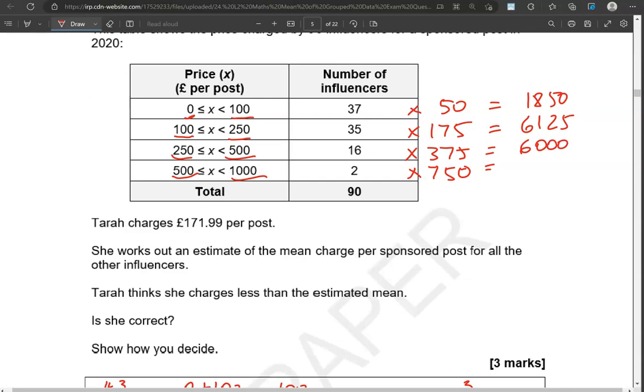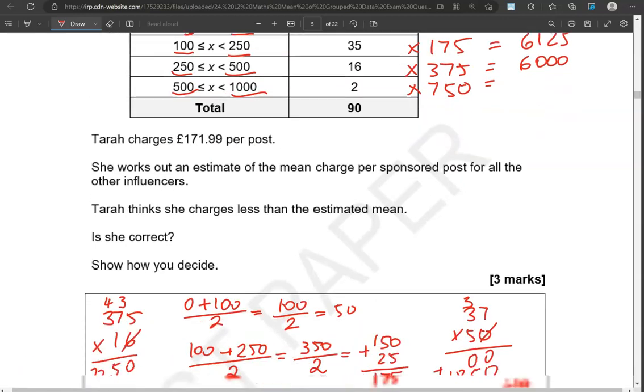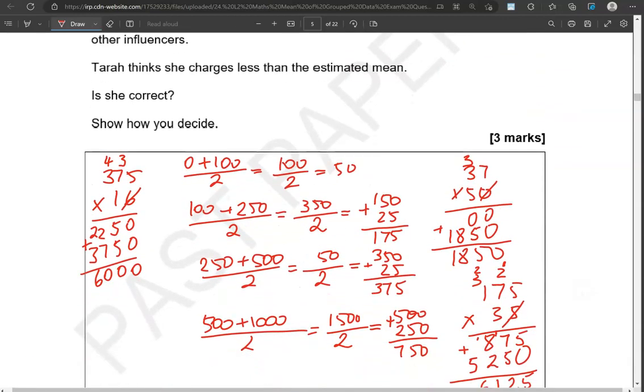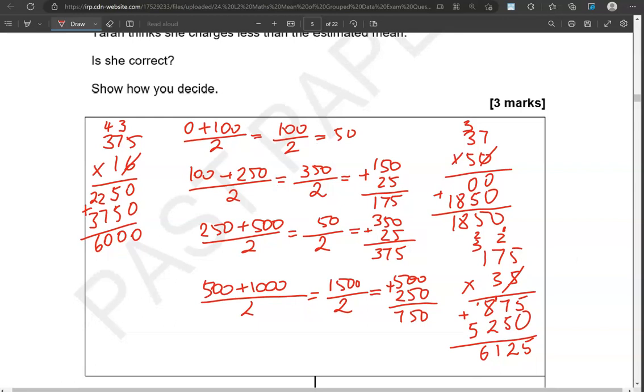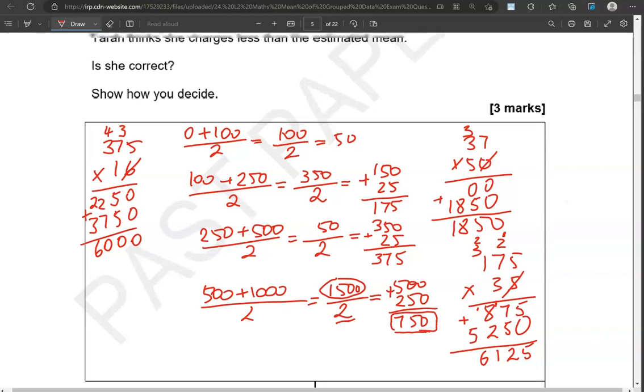Now 750 times 2. We worked out earlier 1500 divided by 2 and it gave us 750. So 750 times 2 gives us 1500.